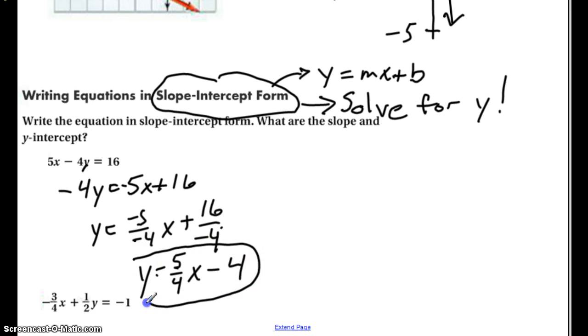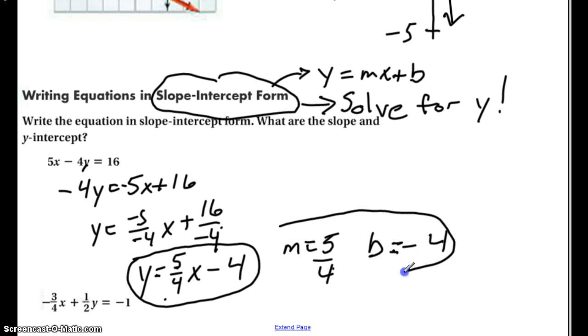Yet they asked us for some specific things. They asked us for the slope and the y-intercept. Well, take a look at our equation. Our m value is 5/4. And our slope, excuse me, our y-intercept is negative 4. And that solves our question.